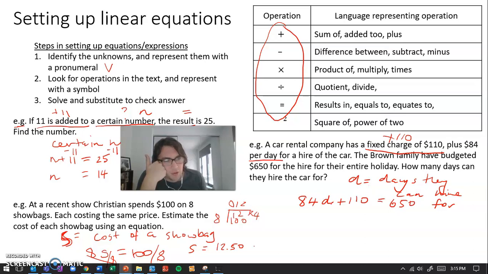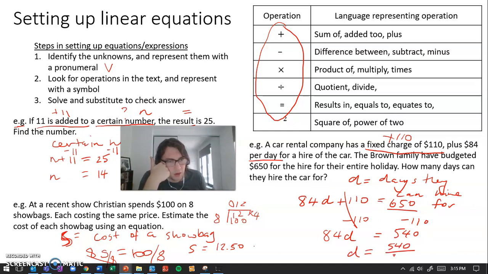So $84 per day for the charge of the car, plus $110 as a fixed charge is equal to $650. And I've got to work out what this D is equal to. Let's just do like we've done before, opposite steps. Plus 110, I'm going to minus 110 from both sides. They cancel out. I get 84D is equal to, 50 minus 10 is 40, and 600 minus 100 is 500. D is going to be equal to 540 divided by 84.